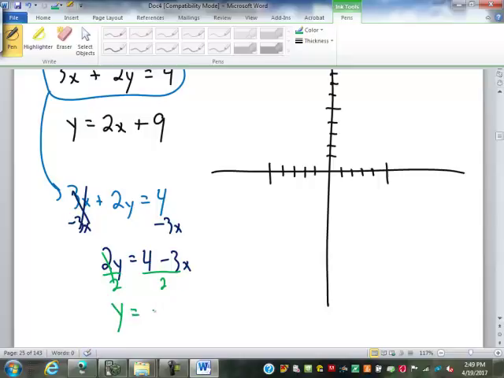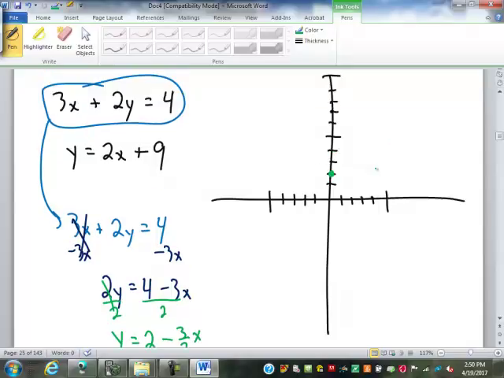4 divided by 2? 2. Negative 3x divided by 2? Negative 3 over 2x. So where do we start graphing this one? Positive 2. Good. From there, where do we go? Down 3 over 2. So there's our line going through there.